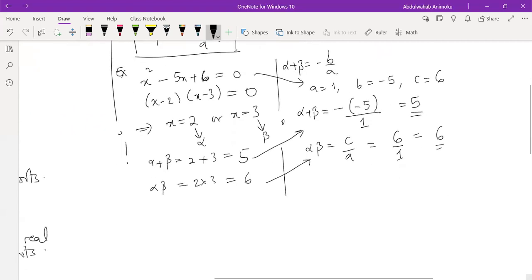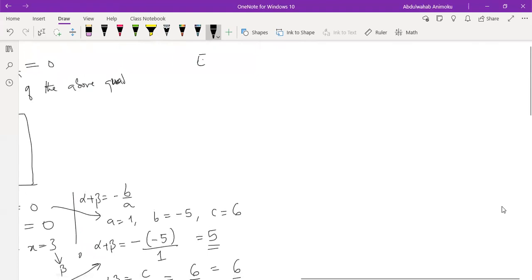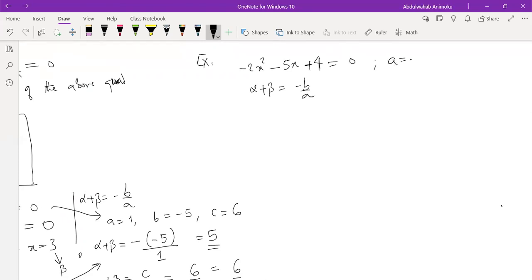Let's look at a more complicated one before we look at the problems. So another example is this. Let's say I give you this, plus 4 equal to 0. We want to find the sum of the roots of this quadratic equation, which is alpha plus beta. We said this is minus b over a. So don't forget to write the variables first. a is the coefficient of x squared, which is minus 2. b is the coefficient of x, which is minus 5, and c is the constant, which is 4.